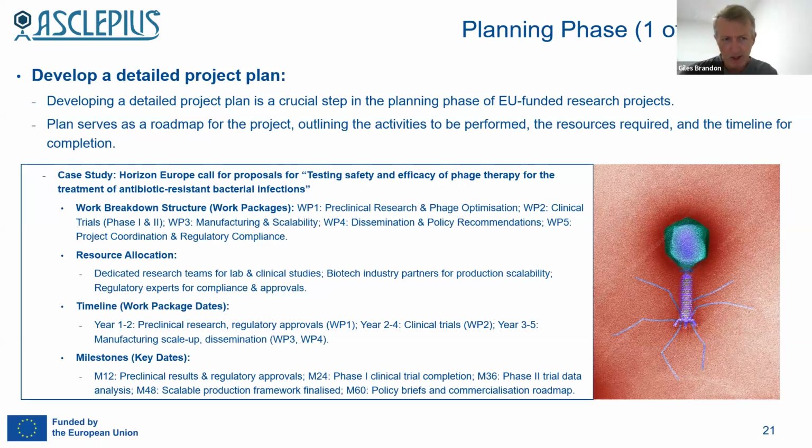So we need to come up with a work breakdown structure. In other words, work packages. We need to divide all these work activities into these groups of tasks, these work packages. What might they look like? I mean, this is just an example. I don't insist upon it, but work packages might be these 5 that we have here. Work package 1 might be the preclinical research and phase optimization. Work package 2 might be clinical trials phase 1 and 2. Work package 3 about manufacturing and scalability.